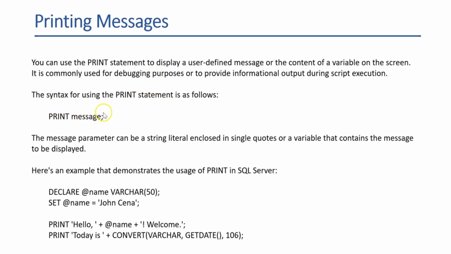The syntax is very simple. You just use the print keyword and then the message, the string, whatever you want to pass. It could be a string literal enclosed in single quotes, or a variable that contains the message to be displayed. For example, here we declare the @name variable with the data type varchar(50). We provide the value to that name, and now we just use the print statement to display it on the screen. This time the answer will not be in the result tab but in your messages tab. So let's see the same example.